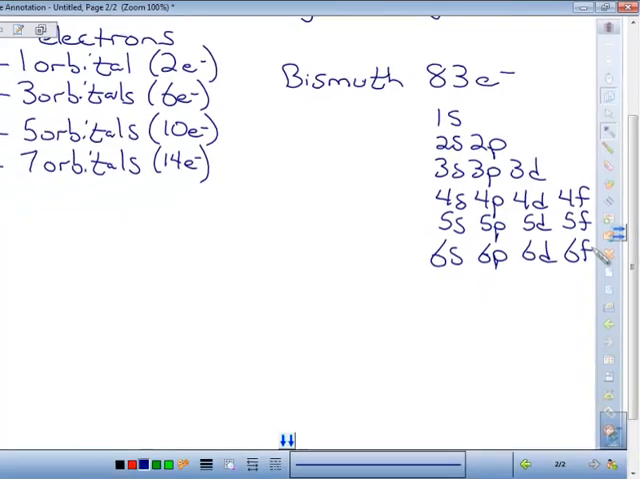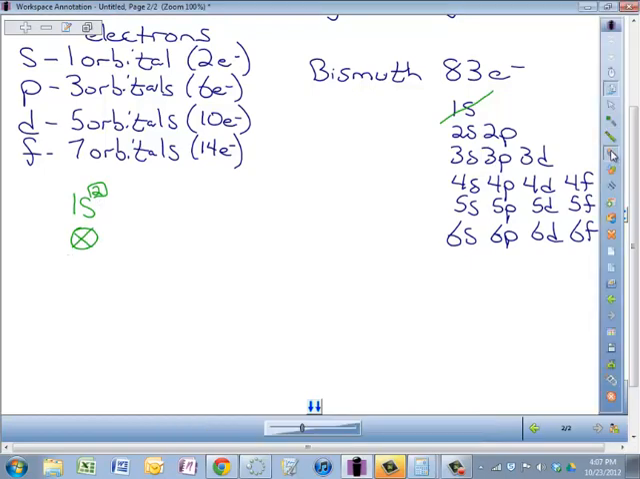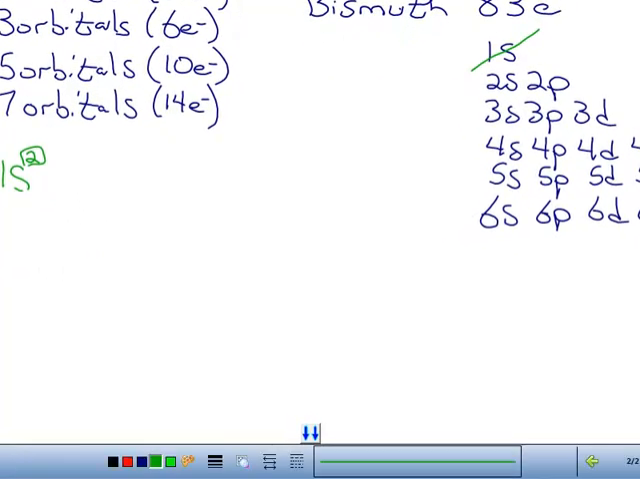So what I'm going to do is go ahead and draw my line, and I get 1s. And s, again, can only hold 2. So this is where the electron configuration comes in. What we're doing is placing total electrons up top instead of drawing these circles down below. We're not even going to need to do the circles, so you can just go ahead and forget about those in electron configurations. After 1s comes 2s. Again, an s is going to hold 2 electrons.